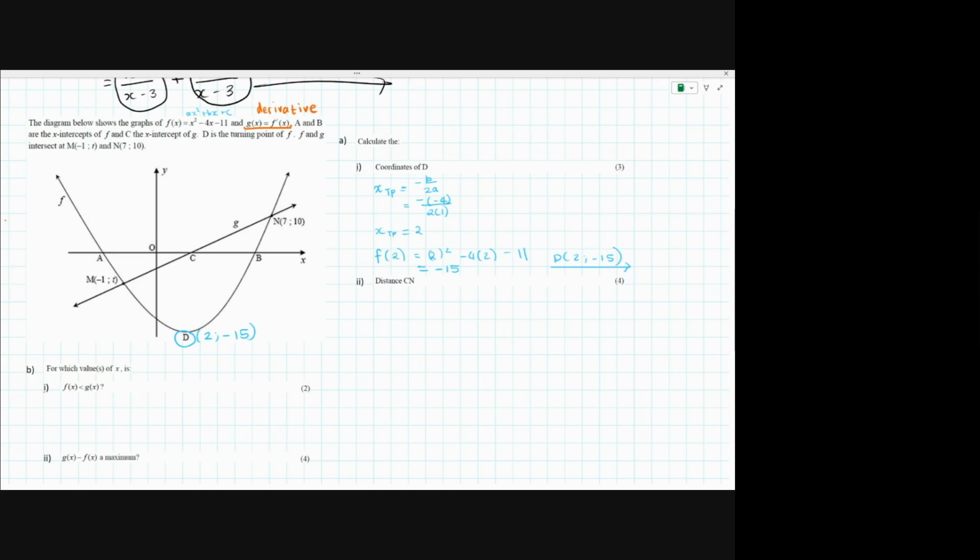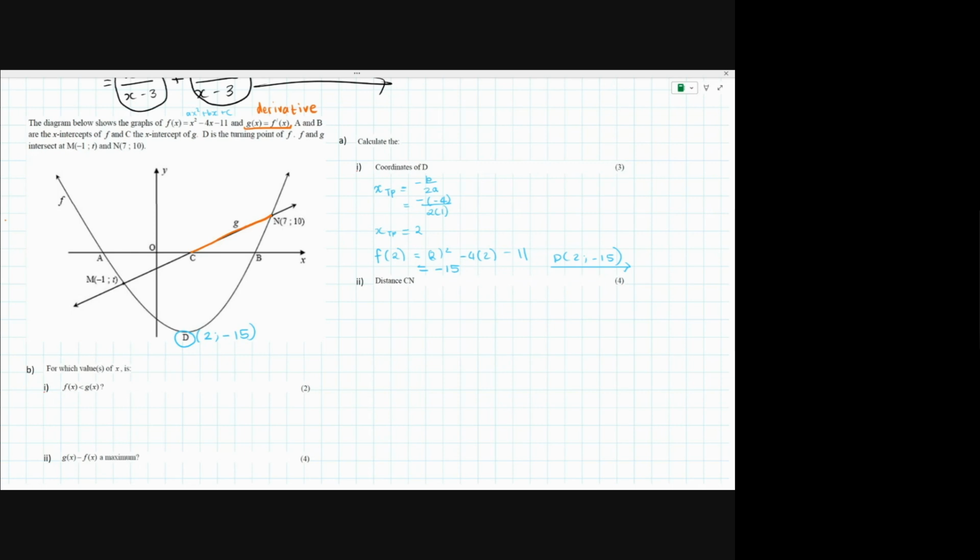The second thing we're asked to do is determine the distance of CN. So this is a bit of an overlap with paper 2, because this is not a perfectly horizontal or vertical line, so we are going to have to use the distance formula. If it was a horizontal line, we could just count the difference in x values. If it was a vertical line, we could count the distance between the y values. But because this is a slanted line, we're going to have to use the distance formula.